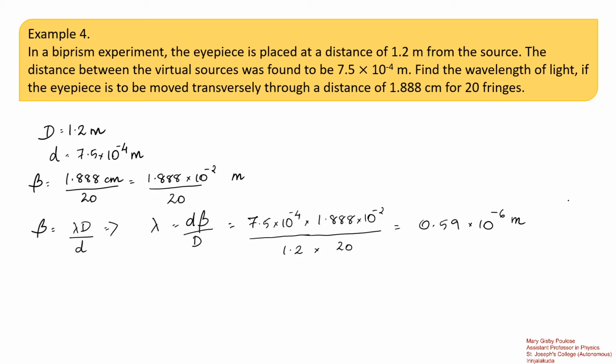Okay. Now, usually wavelengths are written in nanometers or angstroms. So converting this into that unit, I can write lambda is equal to 5,900 into 10 raised to minus 10 meters. That is 5,900 angstrom.